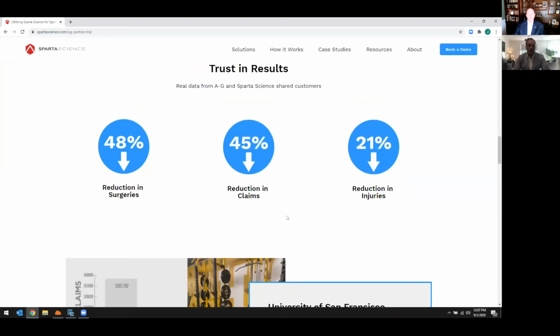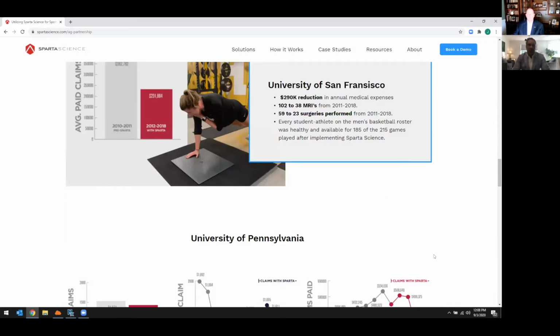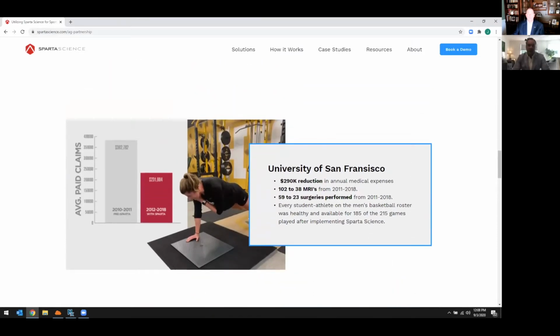Talk to us a little bit about the results that we have seen when AG and Sparta have partnered for the betterment of a university and their medical expense and insurance program. Sure, and I can speak best from my own experience at the University of San Francisco. When I arrived, I believe we were in the 50s in surgeries per year. One example I can give you is I arrived on campus in December of 2011, which was obviously at the end of the women's soccer season. They had six females that year have knee surgery just in the fall, which was an outrageous number. So again, in total, we had 59 surgeries that year.